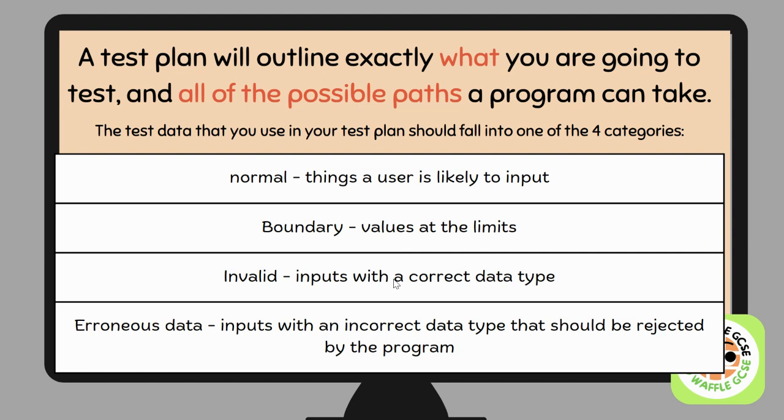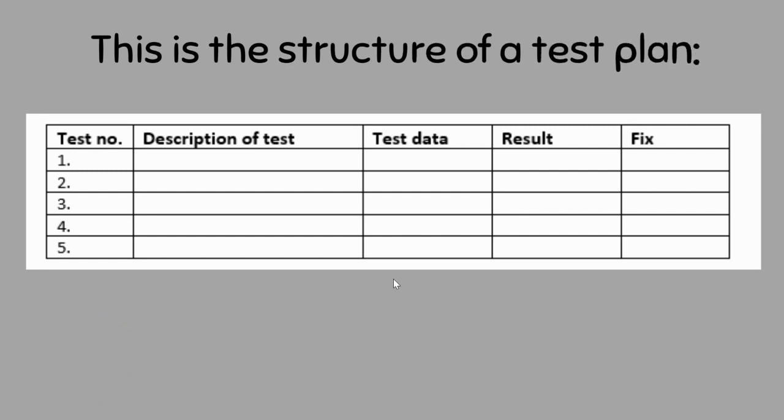Now, often in the exam, they ask you to differentiate between the invalid and erroneous data, so make sure you're well aware of the differences. Now, this is the structure of a test plan. So you have your test numbers on the side, your description of your test data, so is it normal, which type of data test is it, your result, and then if there's any fixing needed.